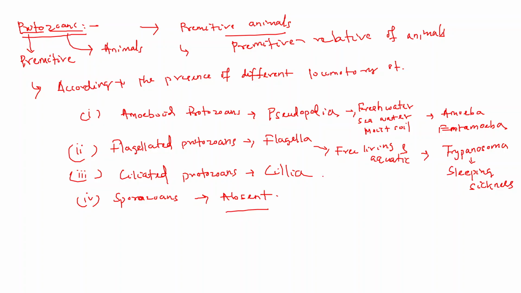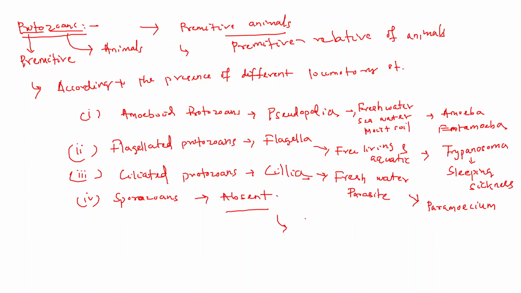Ciliated protozoans are mainly found in fresh water, and some ciliated protozoans also act as parasites. An example of a ciliated protozoan is paramecium.